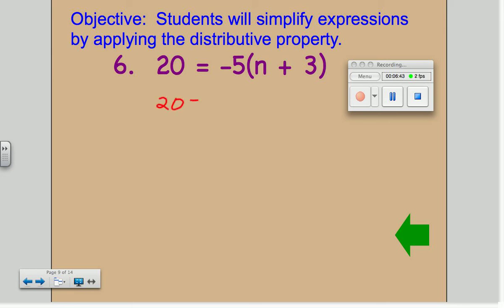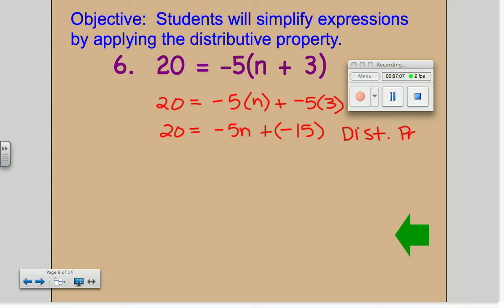20 equals negative 5 times n plus negative 5 times 3. Distributive property. Negative 5n. Negative 5 times 3 is negative 15. Now I'm going to put this in parentheses just to separate my two signs here, my plus and my negative. So, distributive property. 20 equals negative 5n plus negative 15. And we're going to add 15 to this side. Now this is where you have to be careful.